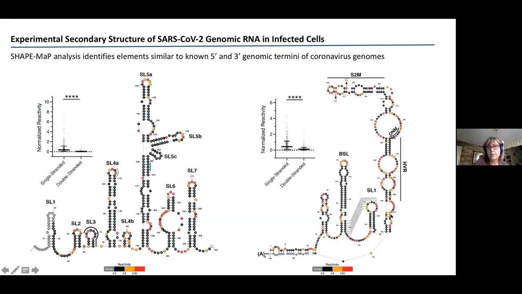And the same thing is true for the 3' UTR. Our data support what's known generally for other types of beta coronaviruses. This is the first in vivo prediction actually for any coronavirus, but at least it's in line with what had been seen before for in vitro studies.